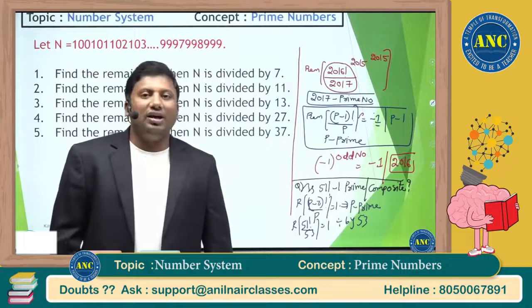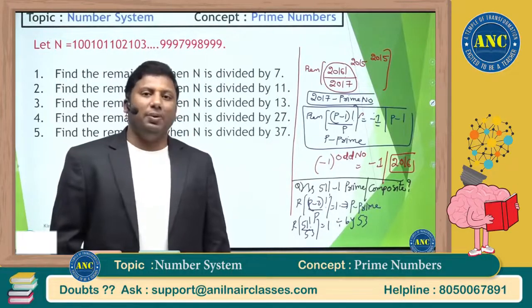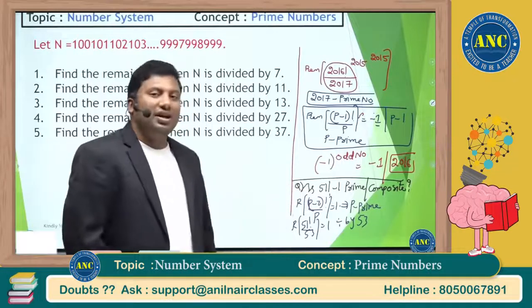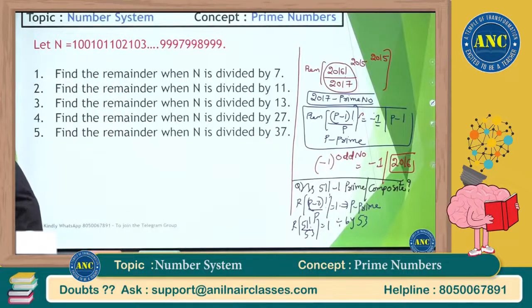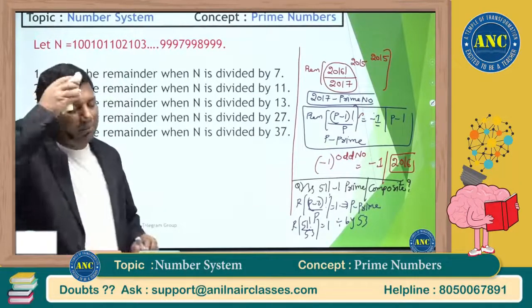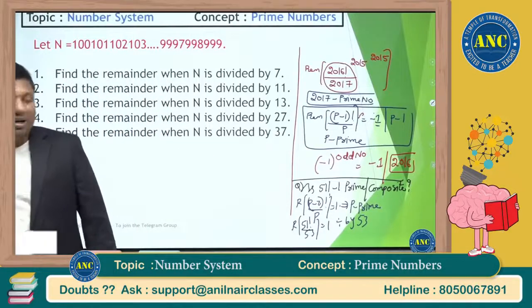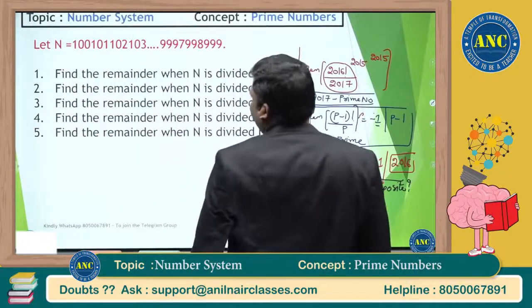51 factorial divided by 53, that is (p minus 2) factorial divided by p, the remainder is 1. 1 minus 1 is 0. So the answer is divisible by 53. If it is divisible by 53, then it will be a multiple of 53. If it is a multiple of 53, the answer is a composite number. I hope the idea is clear.